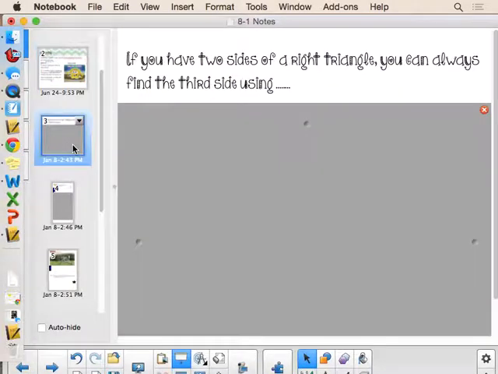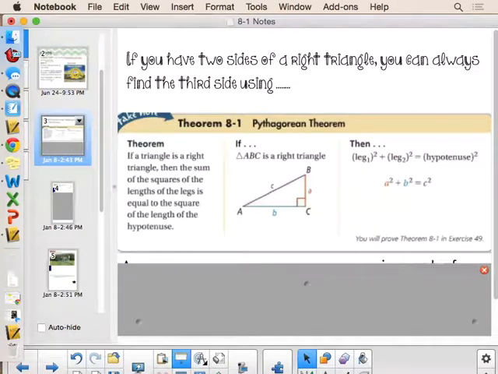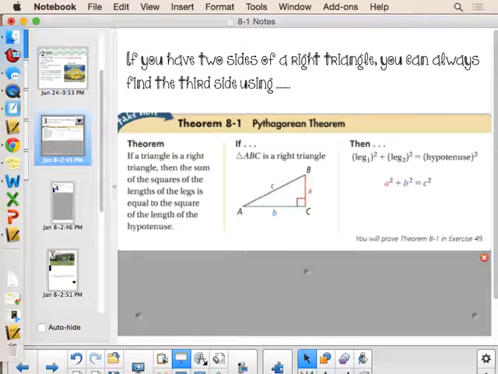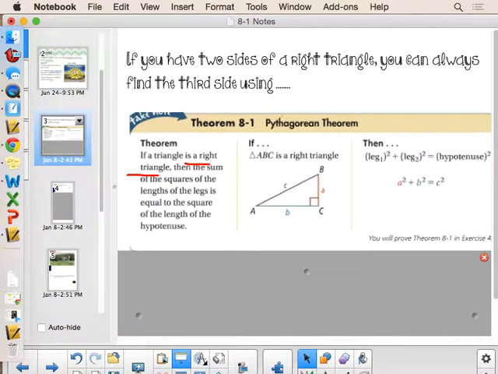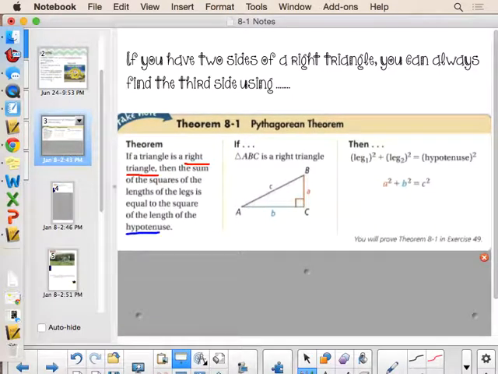So if you have two sides of a right triangle, you can always find the third side using, drumroll please, the Pythagorean theorem. If a triangle is a right triangle, which we know is a key idea, it must have this satisfied: the sum of the squares of the lengths of the legs is equal to the square of the length of the hypotenuse. We have been using the Pythagorean theorem to help us find side lengths of figures in the coordinate plane. The big idea to remember is that it's leg squared plus leg squared equals the hypotenuse squared.